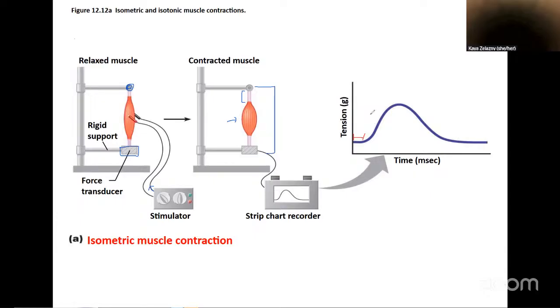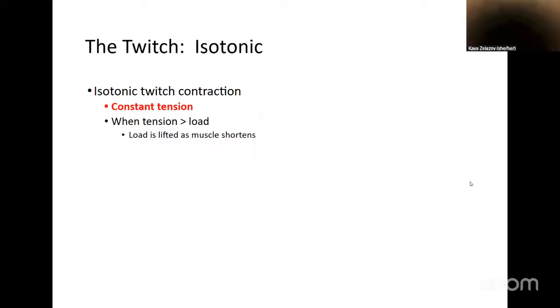And then we can see the actual contraction, right? So this is when the muscle belly bulked up, right? But we didn't actually move a load, and then we relax, right? So there's that longer relaxation phase. So that's what a graph of an isometric muscle contraction would look like. An isotonic twitch, if we record the tension, is going to look a little different.